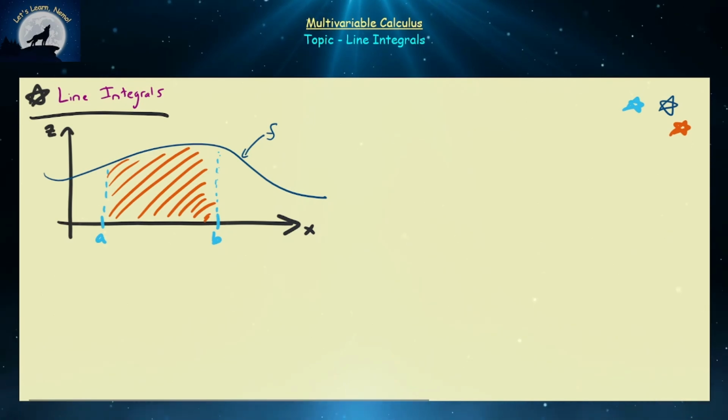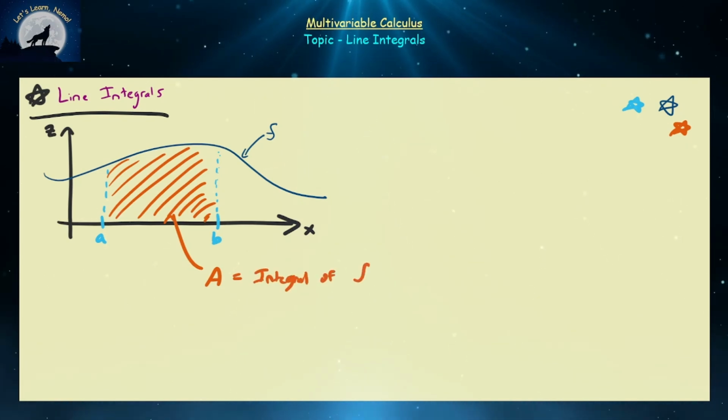Well, usually when we talk about integrals, we're usually talking about areas bounded by curves and, say, the horizontal x-axis. So in this particular picture, we have this shaded area. Let's call it A. And this is the integral of f over some region.